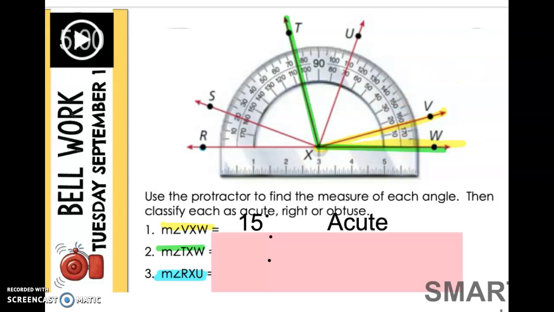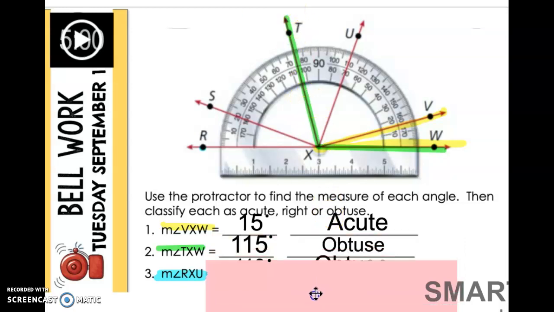TXW. Just by looking, we know it's going to be obtuse. It's bigger than 90 degrees. That is a wide angle. We read the protractor, see how many degrees is it? 115. So the measure of angle TXW is 115 degrees, and angle TXW is an obtuse angle. Finally, the last one, we need to find the measure of angle RXU. So let's highlight it on our picture.